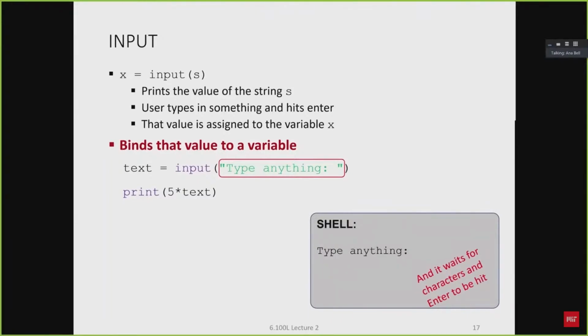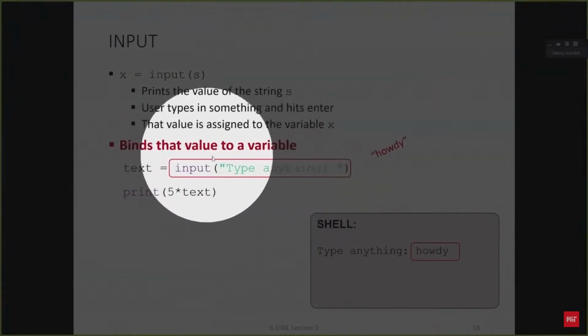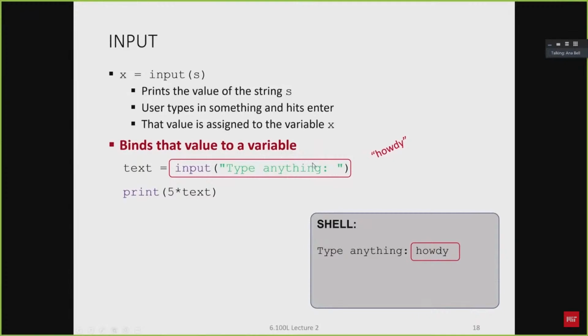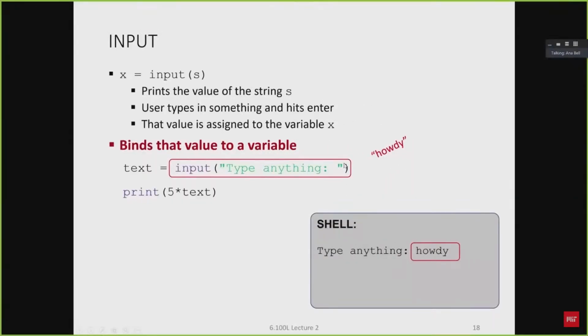As soon as the user hits enter, whatever the user typed in, so let's say the user typed in howdy, will be saved as a string, sort of replacing this input statement. So you can think of the input kind of like an expression. It's a weird one because it's waiting for the user to give us something, but in the end, the input gets replaced by the string version of whatever the user typed in. The user can type in numbers, letters, characters, anything.